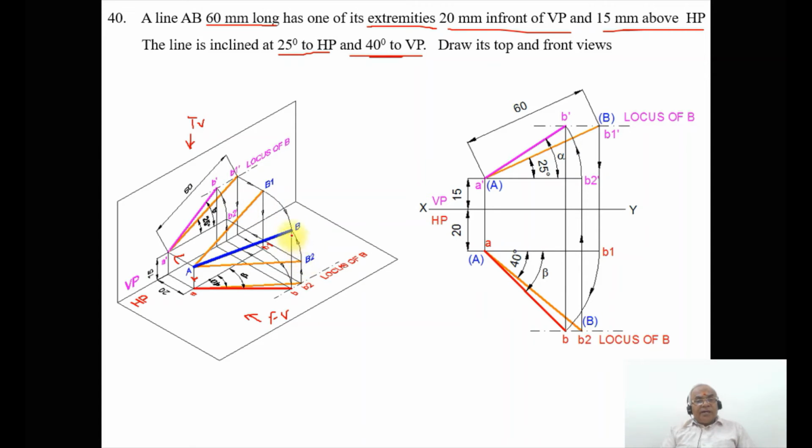As we start rotating here, what happens? The image is going to get rotated, that is from here to here. So it cuts the locus of B in the front view. You mark that as B dash and join A dash B dash with a dot line.